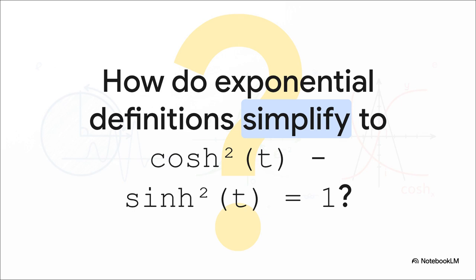How in the world can those messy-looking fractions with e all over the place possibly simplify down to the number 1? It seems kind of unlikely, right? Well, let's just walk through the algebra. It is way more elegant than you might think.